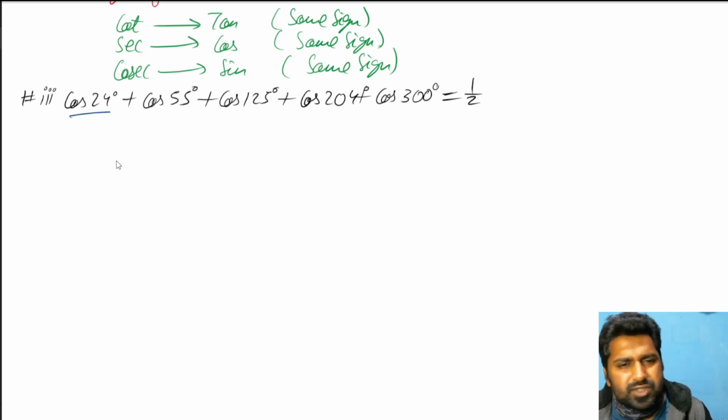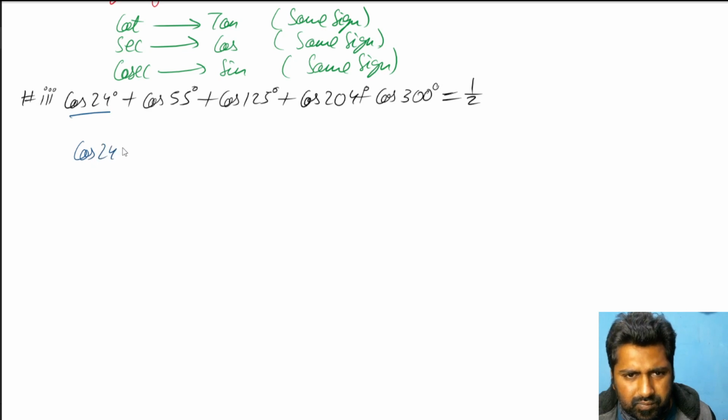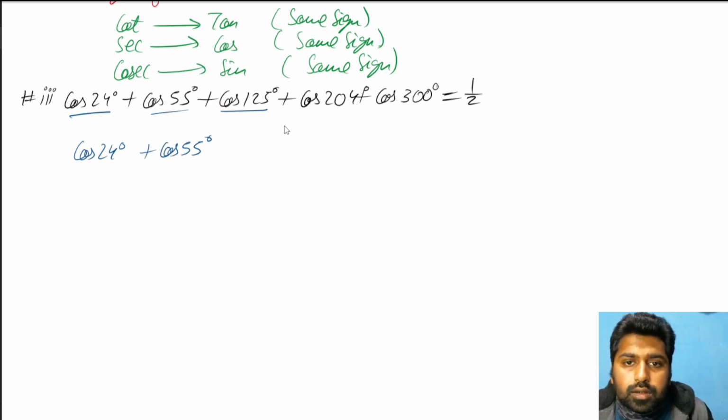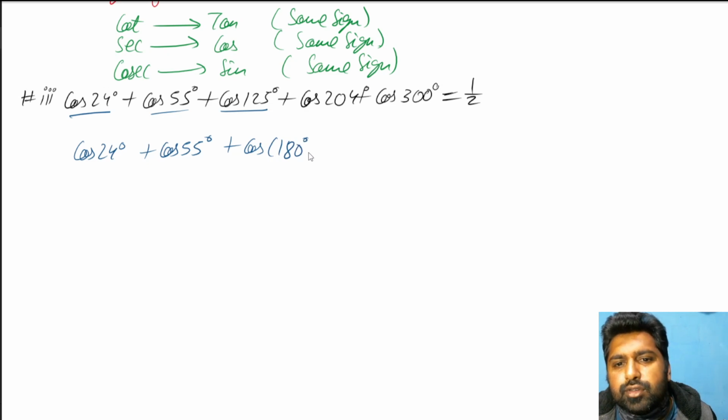24 is not a standard angle, I cannot do anything about it, so let it be. 55, again not a standard angle, let it be. 125, again I don't know, but it's in the second quadrant, I can use the conversions. So let's use cos 180 minus 55. Look at this. This is also 55, this is also 55. Something will come out of it.